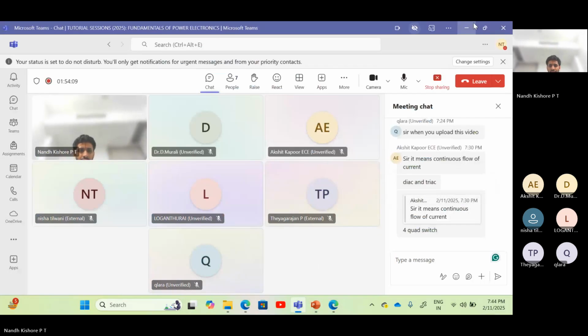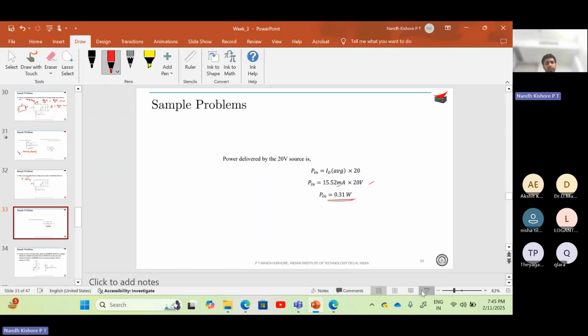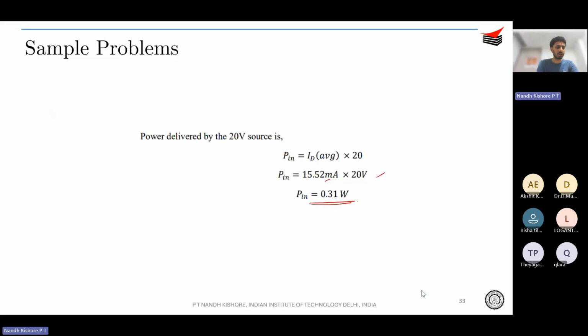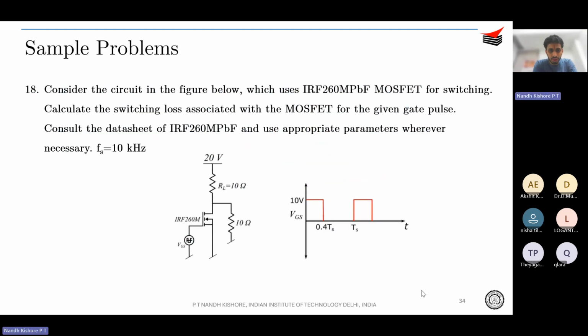Yeah. So I think this was a pretty simple problem, just with KVL and by using common sense: what is the equivalent circuit when the switch is on, and what is the equivalent circuit when the switch is off. Okay, so we'll move on with the next question.